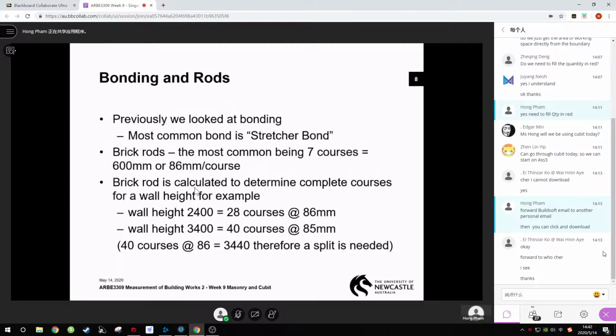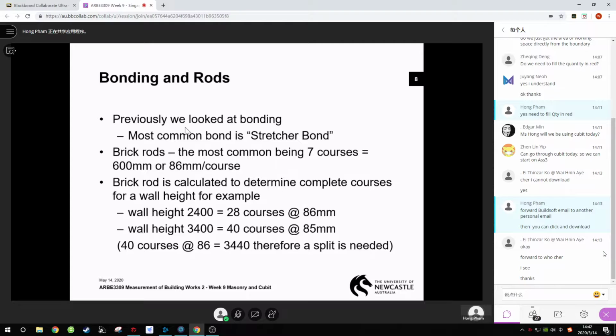We have talked about brick walls and the thickness of the walls. Thickness is very important because we have to measure separately on different thickness. Before we measure separately, we also have to give a general description. Your general description must tell what kind of bond. Remember, we have stretcher bond, header bond, English bond, English Garden bond, and Flemish bond.